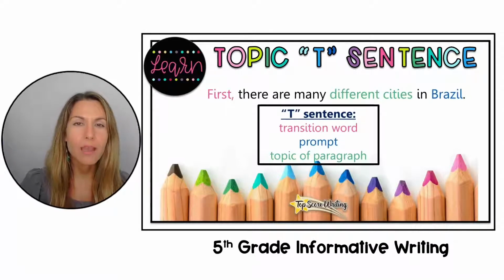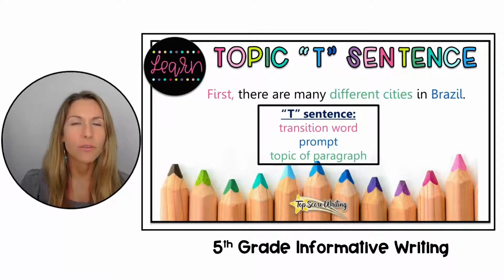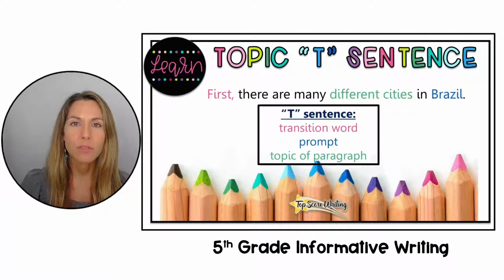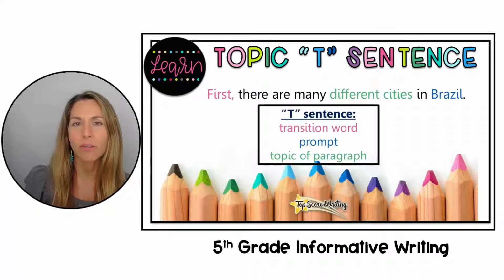So you'll see cities is written in green. So again, a complete topic sentence sounds like this. First, there are many different cities in Brazil. My reader knows that this is my first body paragraph because of my transition word. They know that this whole essay is going to be about Brazil, but this particular paragraph is about, you got it, cities.